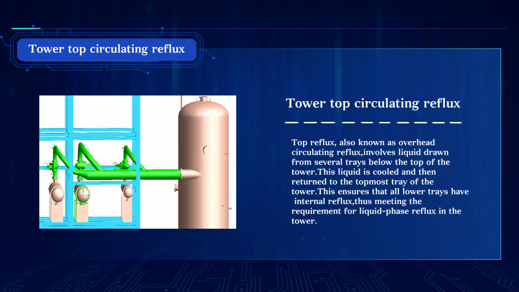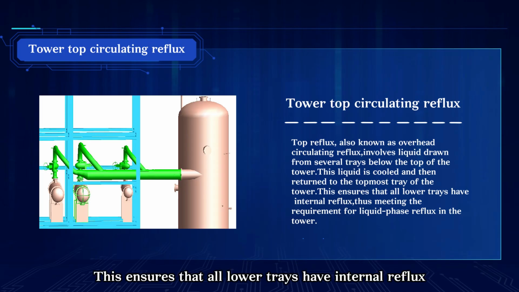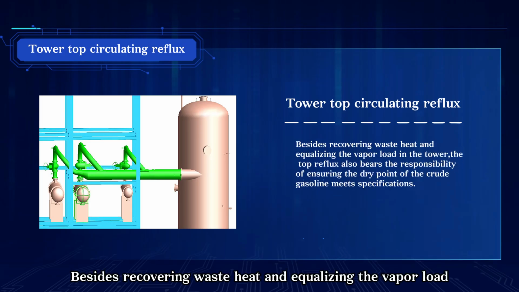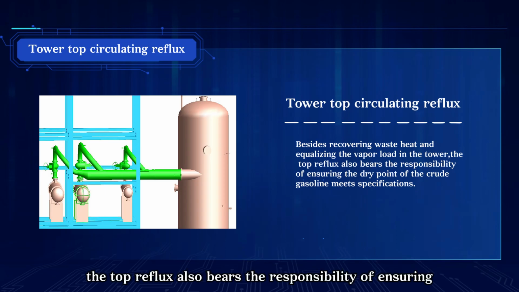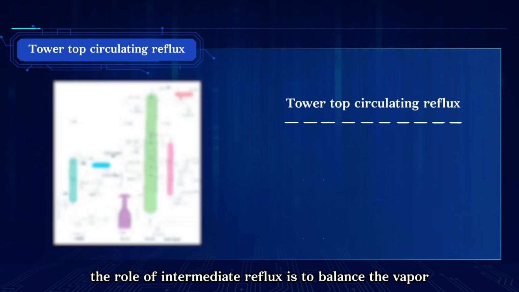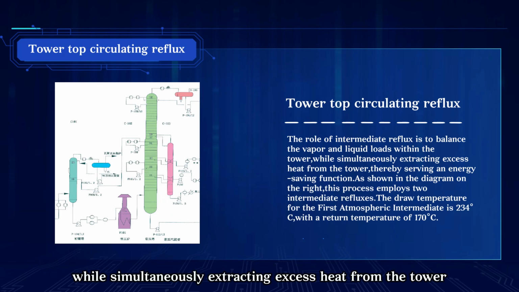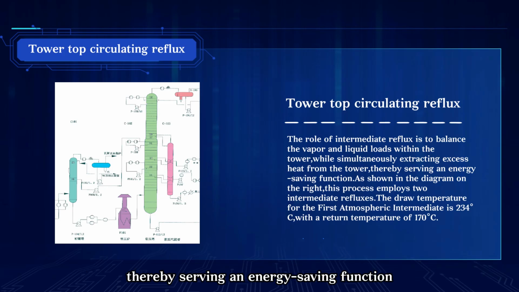Top reflux, also known as overhead circulating reflux, involves liquid drawn from several trays below the top of the tower. This liquid is cooled and then returned to the topmost tray of the tower. This ensures that all lower trays have internal reflux, thus meeting the requirement for liquid phase reflux in the tower. Besides recovering waste heat and equalizing the vapor load in the tower, the top reflux also bears the responsibility of ensuring the dry point of the crude gasoline meets specifications. In short, the role of intermediate reflux is to balance the vapor and liquid loads within the tower, while simultaneously extracting excess heat from the tower, thereby serving an energy-saving function.